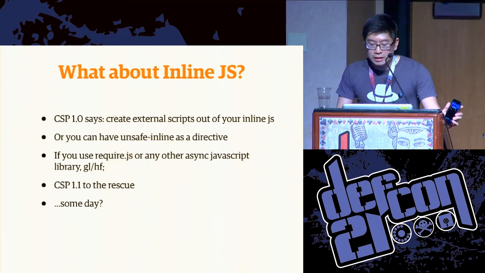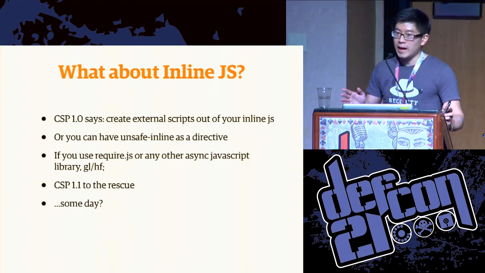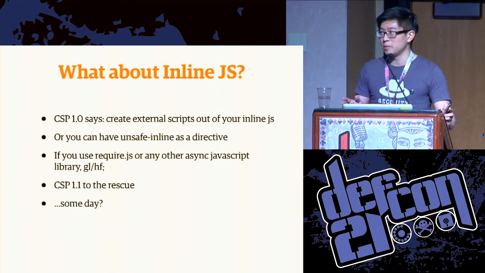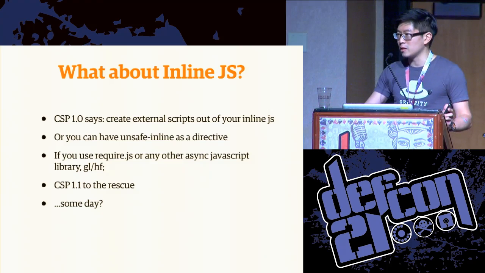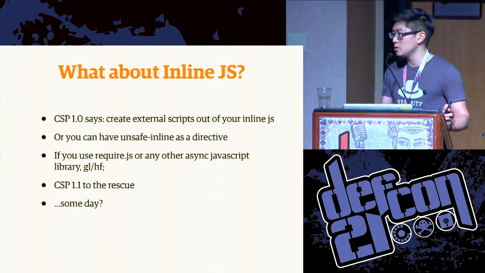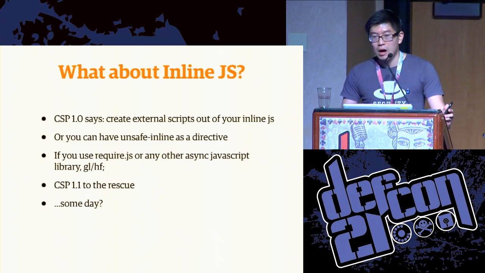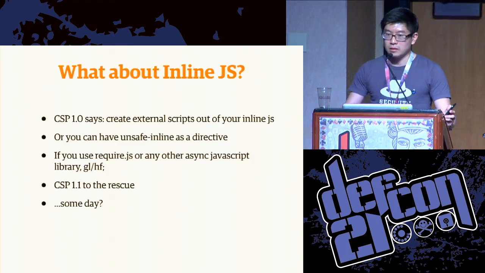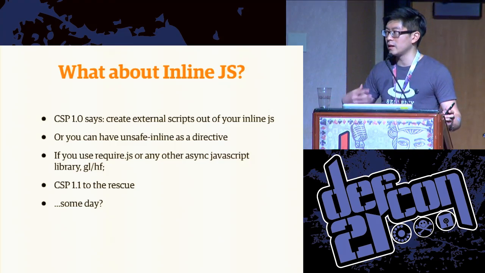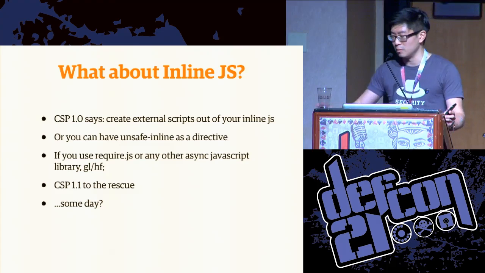So let's talk a little bit more in detail about the inline JavaScript bit that I alluded to earlier. As I mentioned, content security policy 1.0 disallows by default the use of inline JavaScript on a page. This is actually, as it turns out, kind of a big deal. The recommended way to deal with inline JavaScript is to create external scripts out of all your inline JavaScript. This has a number of implications. The biggest one being that you're essentially turning all these inline bits of JavaScript into synchronous calls that the browser has to retrieve the JavaScript from.